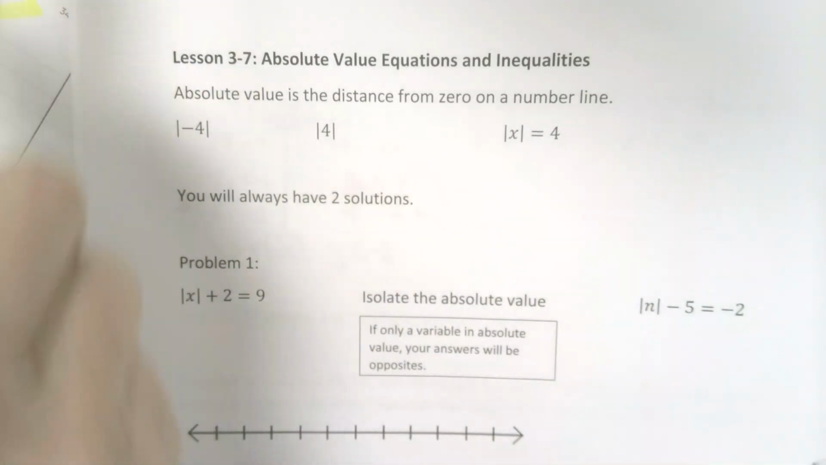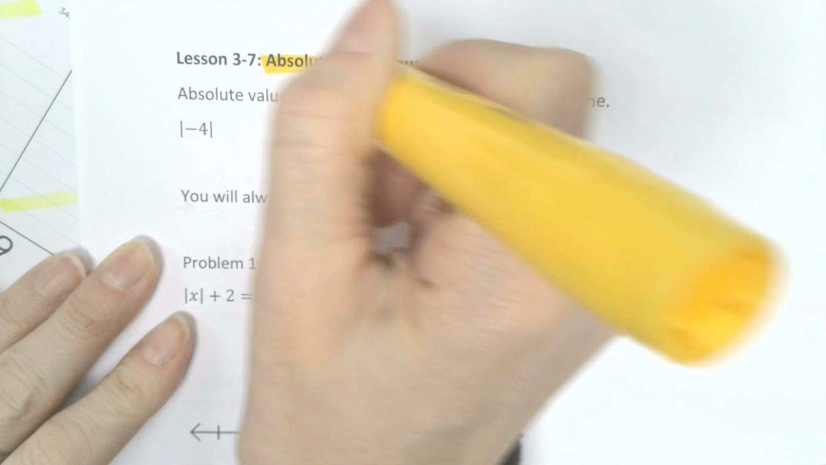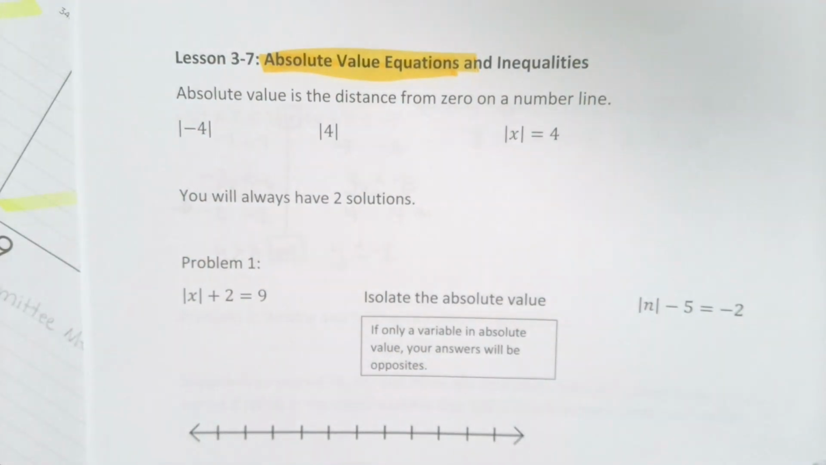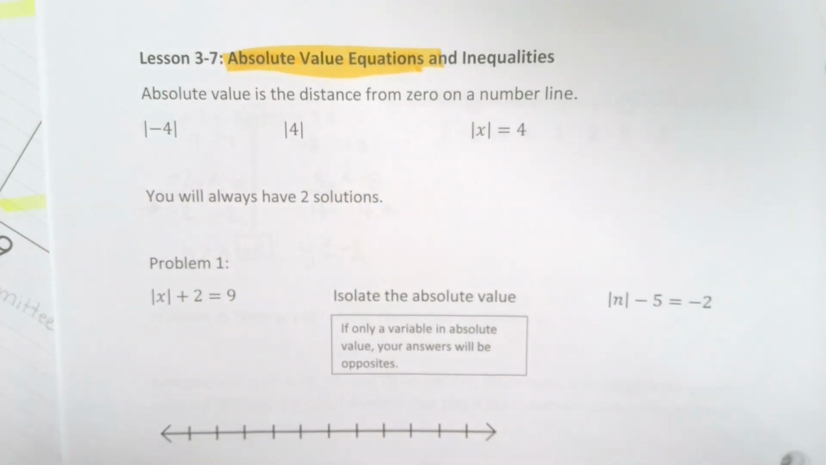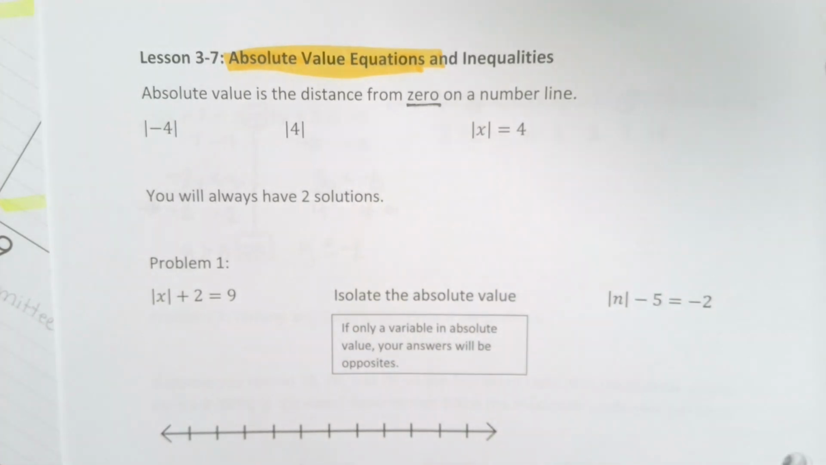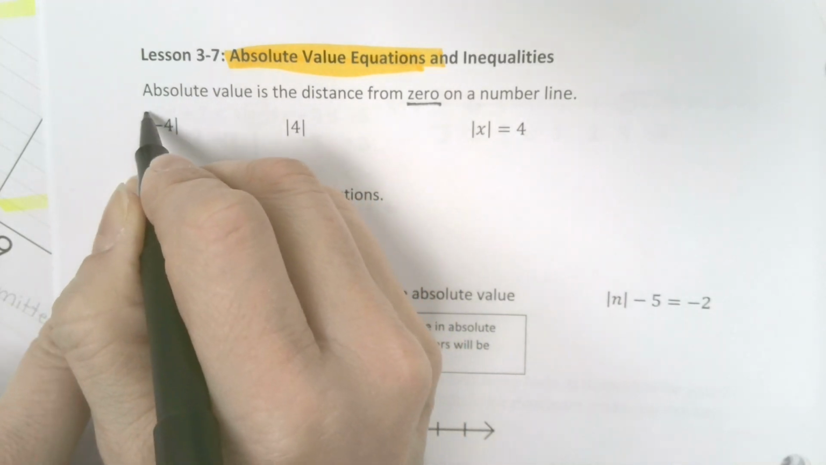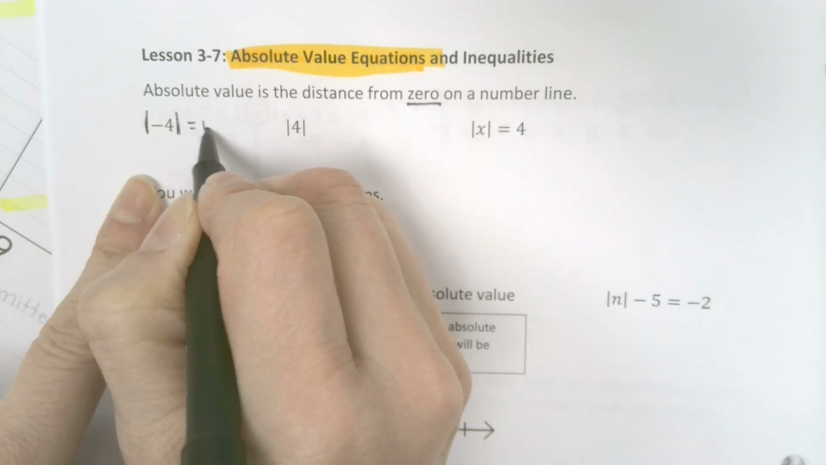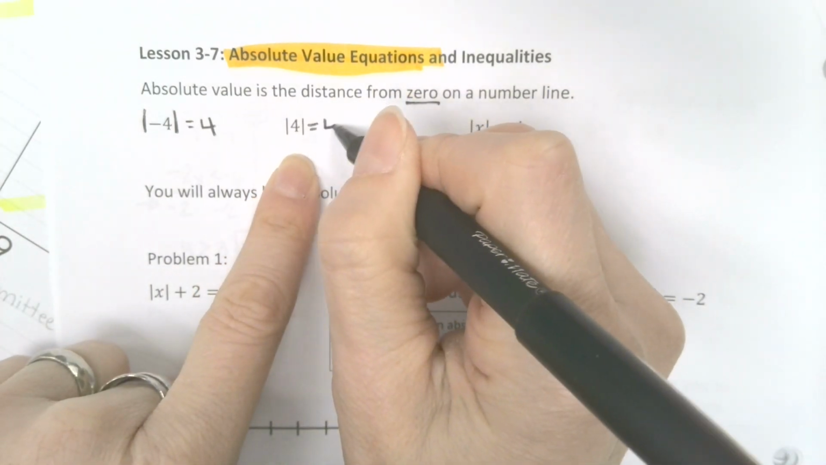We're going to do absolute value equations today in this video, and then absolute value inequalities I'll cover in another video. So the first thing that you want to know is just a review of what absolute value is. It's the distance from zero on a number line. So it doesn't matter what direction you're heading. If it's 4 steps, it's 4. So the absolute value of -4 would be 4 because it's 4 steps. The absolute value of 4 would also be 4.